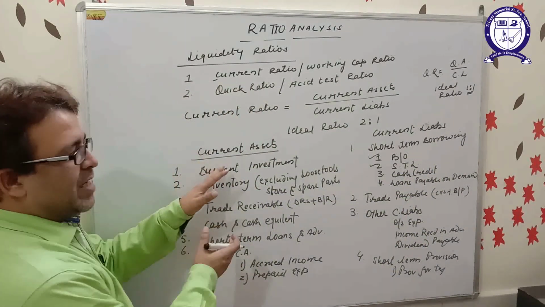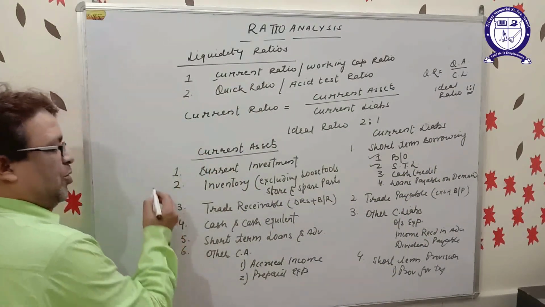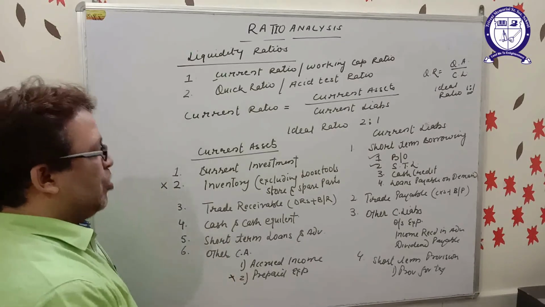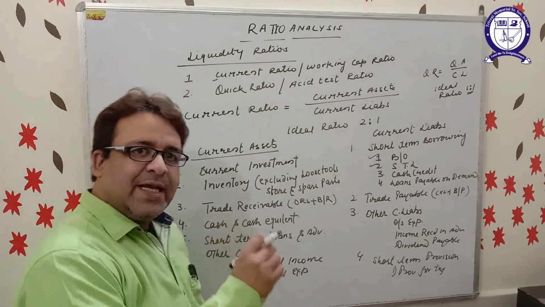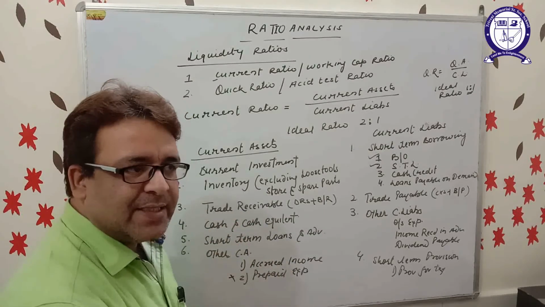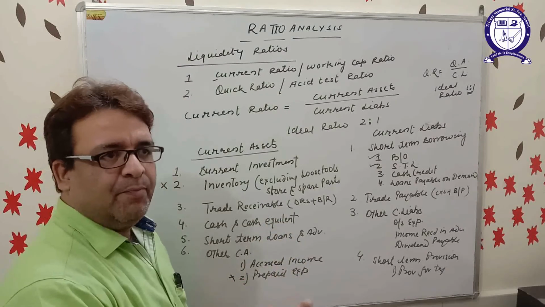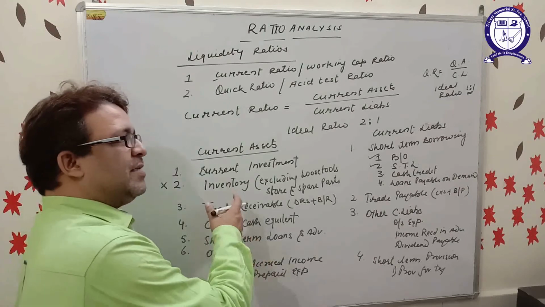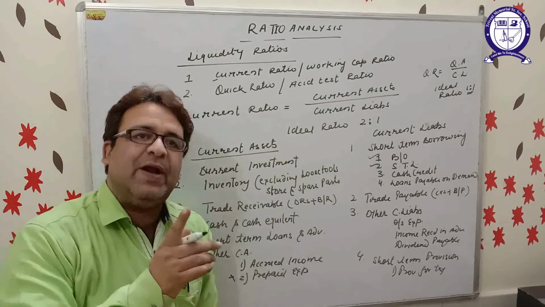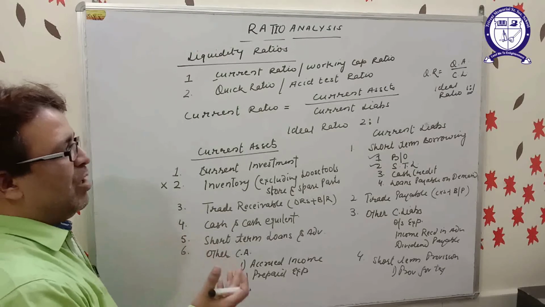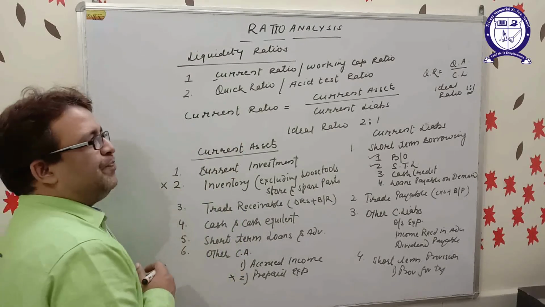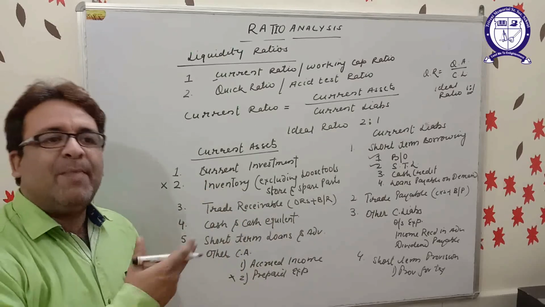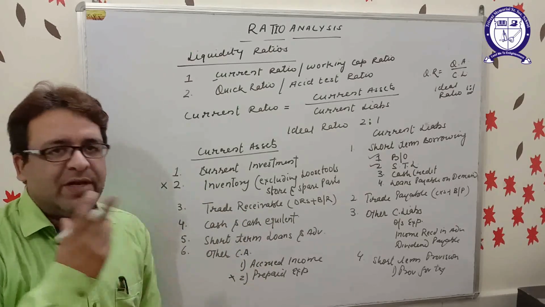All the current assets are also quick assets except two: inventory and prepaid expenses. So you can say quick assets is equal to current assets minus inventory minus prepaid expenses. The main difference between current assets and quick assets is inventory. So the formula for quick assets will be current assets minus inventory, or minus prepaid expenses if given in the question.